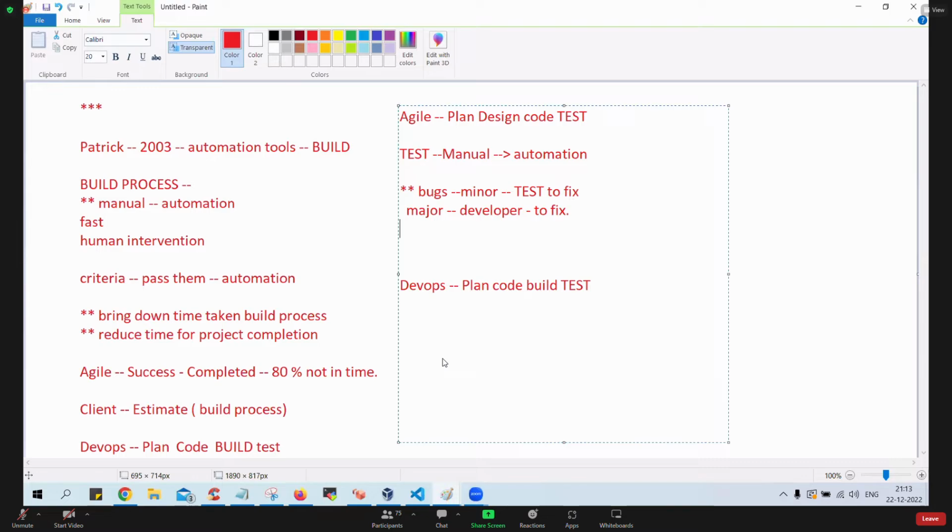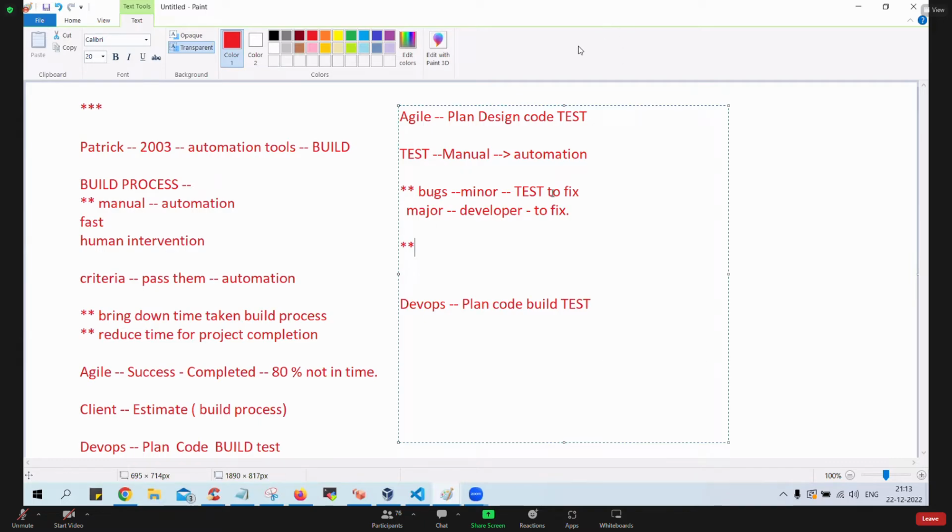Now, how many of you are from the testing background? Please raise your hands. Okay, I got a good number. I see Ashwini, Gnan, and Anjuna.